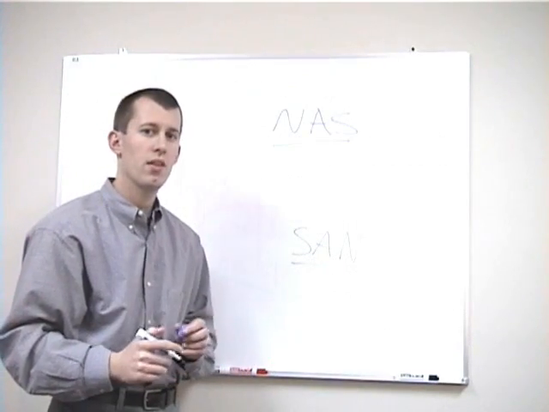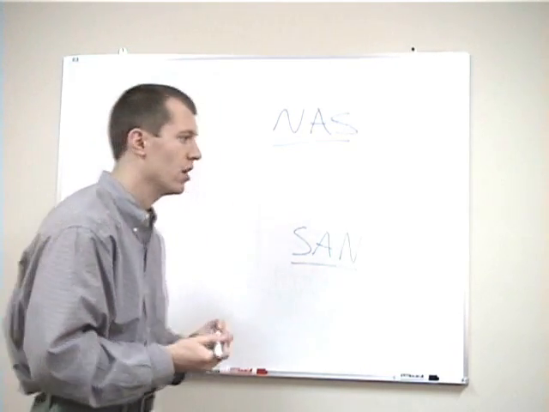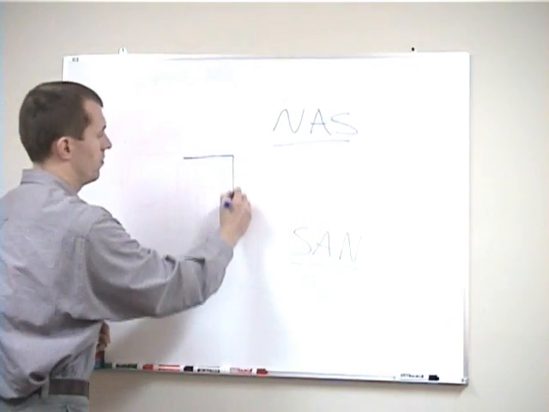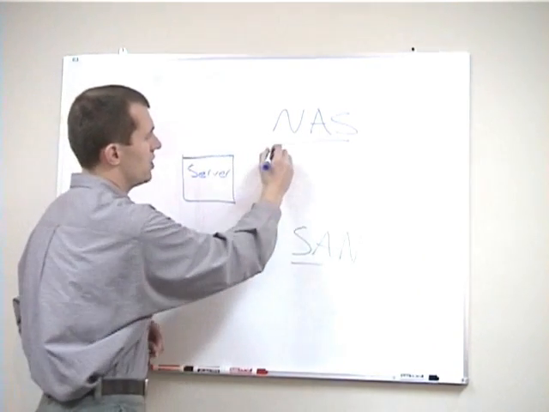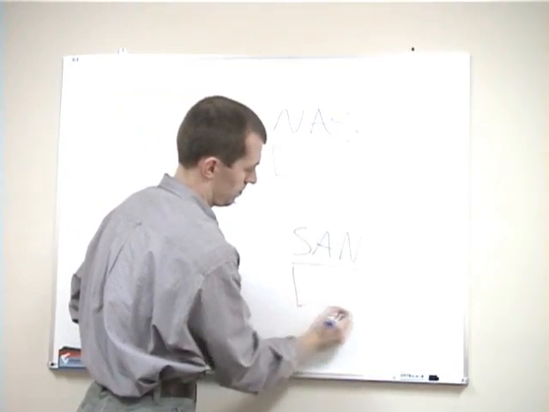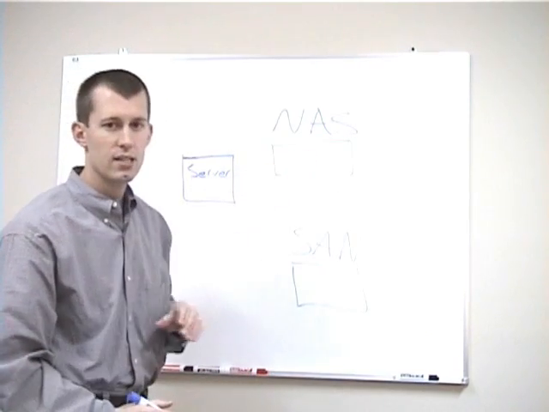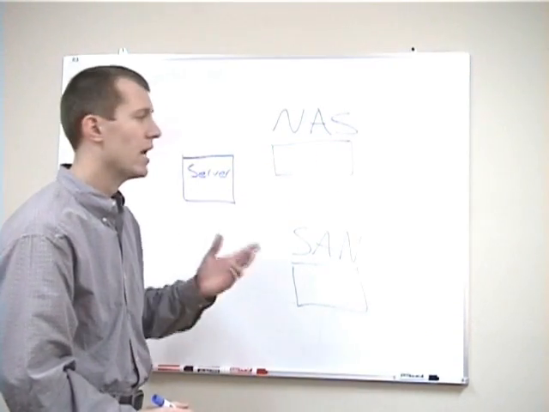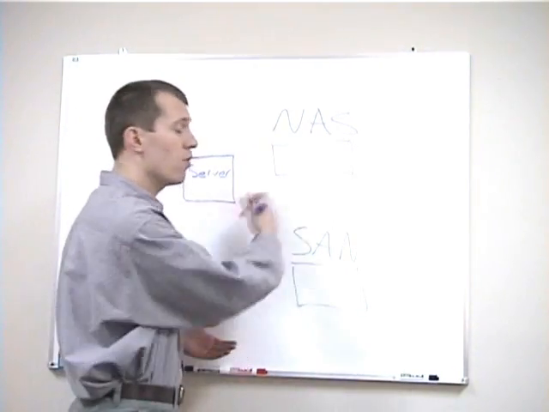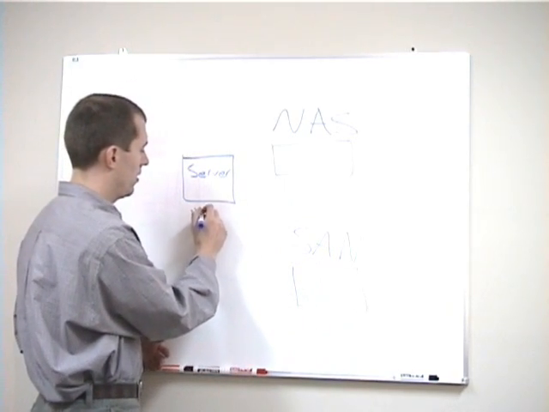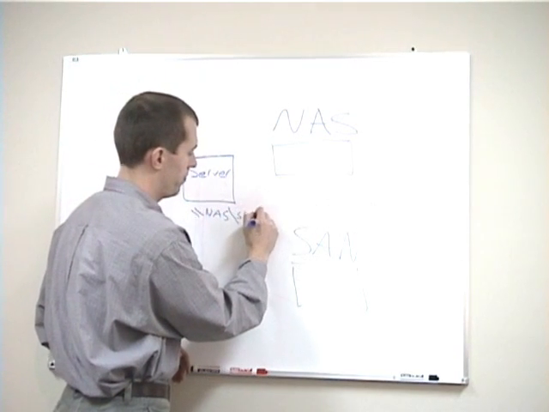And one way to think about the differences between the two is how the server actually sees the storage on the device. So here's our server over here, and each of these devices is filled with hard drives. So if my server is accessing NAS storage, it would see it as a share. For example, if I wanted to access it, I would need to map a drive. I would say something like \\NAS share name.